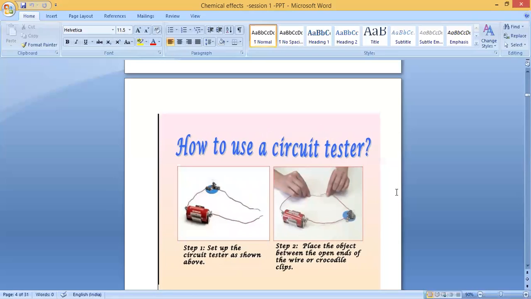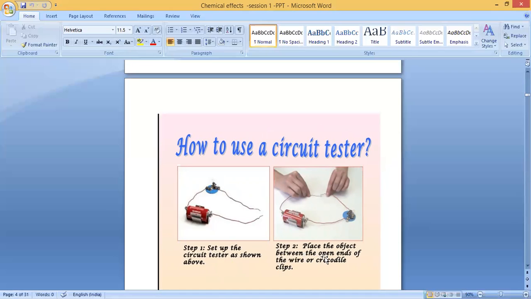How to use a circuit tester? Step one, set up the circuit tester as shown above. You need a battery, which has a positive terminal and a negative terminal. Then you take one bulb, which also has positive and negative terminals. Then you connect the cables or wires this way.